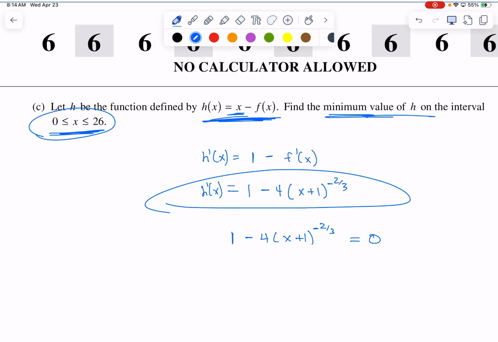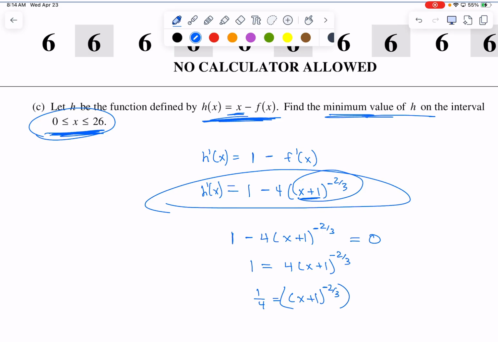Now, there is a value where it's undefined. It's undefined at -1 because if you put this in the denominator, but is that in the interval? No, so you don't have to worry about the -1 being undefined. What I do need to do is figure out where the derivative equals 0. So I'm going to move the 1 over, and move the 4(x plus 1) to the 2/3 over and make it positive. Then I'm going to divide both sides by 4. So I get 1/4 is equal to (x plus 1) to the negative 2/3. How do I get rid of the negative 2/3 power? What power would you have to raise it to?